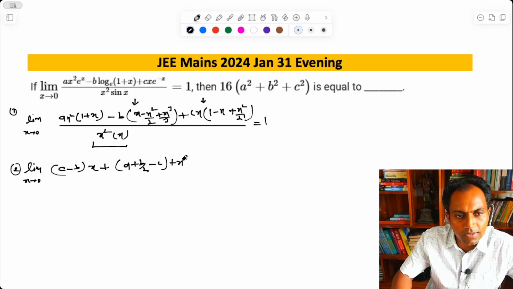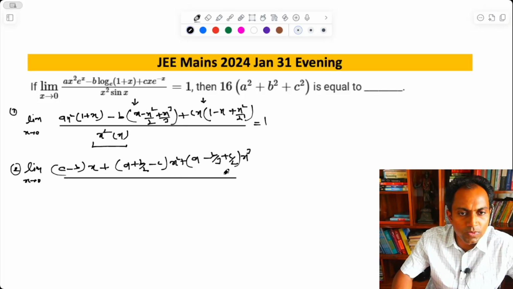And then finally, the coefficient of x cube we can write. If I write that from the first one, we'll get a. From the next part, we'll get minus b by 3. And from the last part, we'll get c by 2 into x cube.